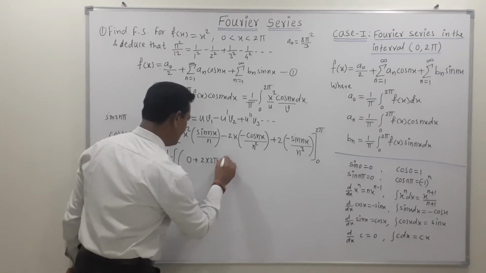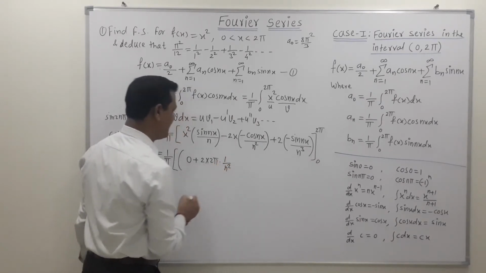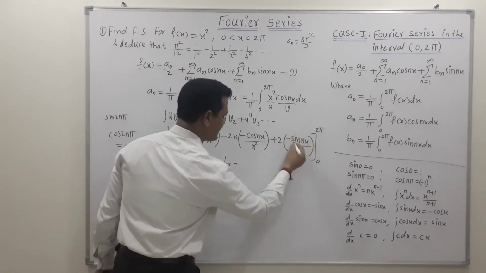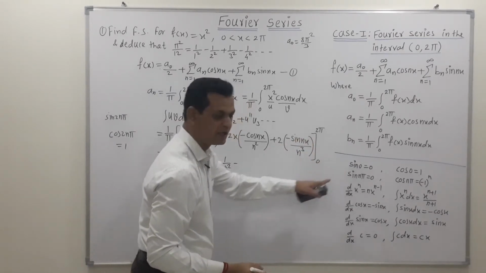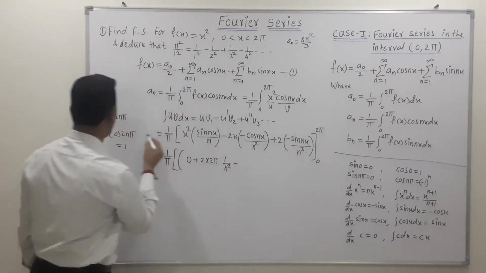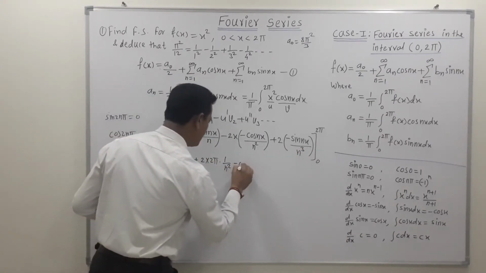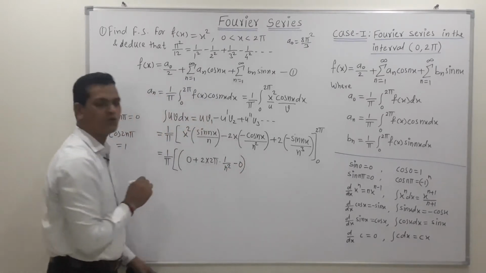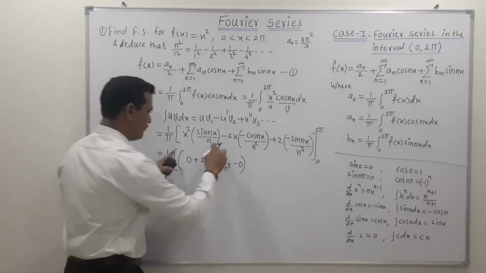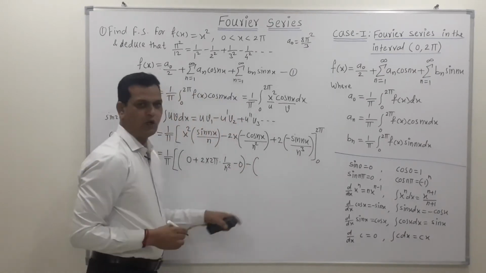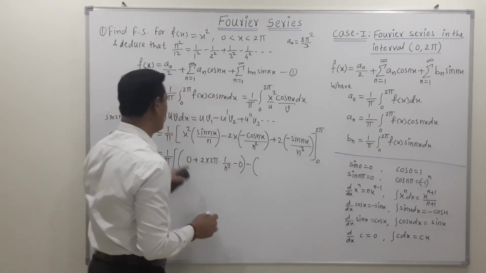So we can write this as 1 upon n square. Then this is again minus, but this is a sine term and the sine value is always 0. So sine of 2n pi is 0. So this term is 0. So this is the value of the upper limit. So put a bracket here. For the upper limit, put a circular bracket, minus the lower limit. The lower limit is 0.